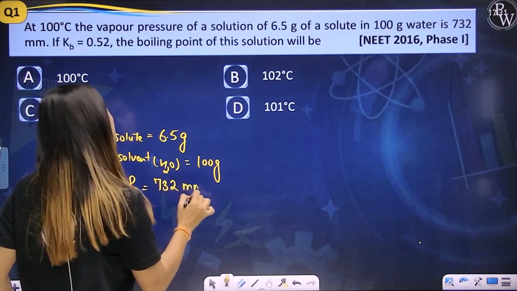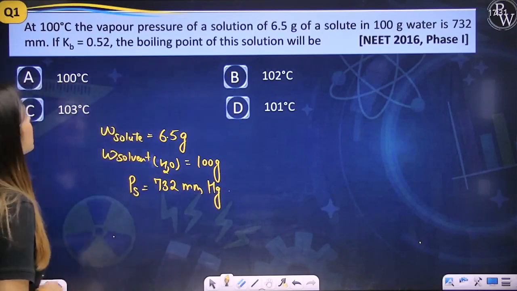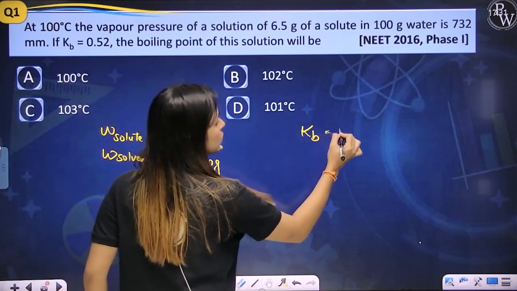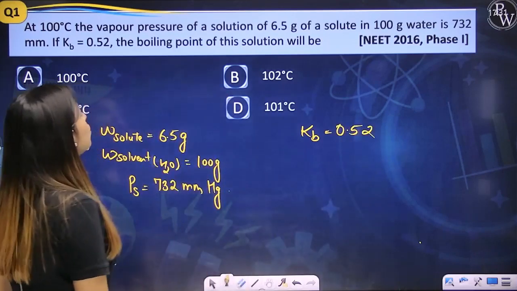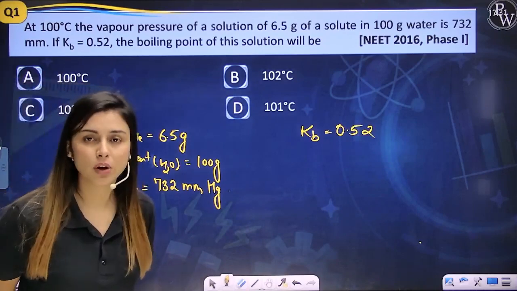mm of Hg. Yes. Now, my dear students, you are given the Kb value as well, which is equal to 0.52. You have to calculate the boiling point of this solution.